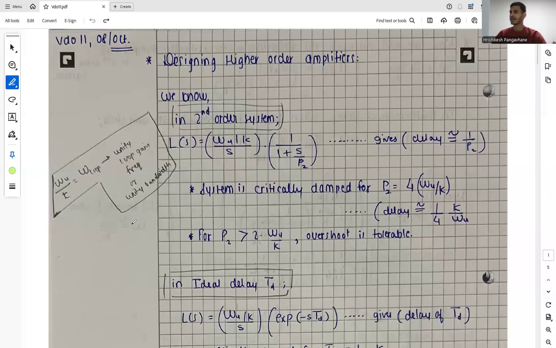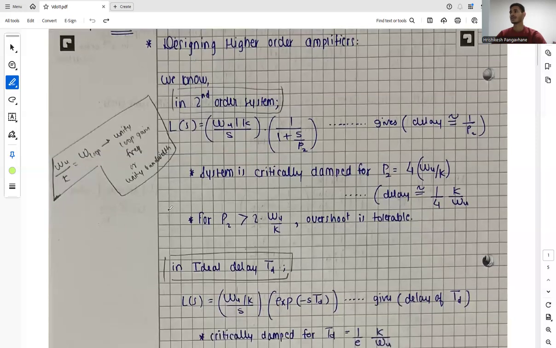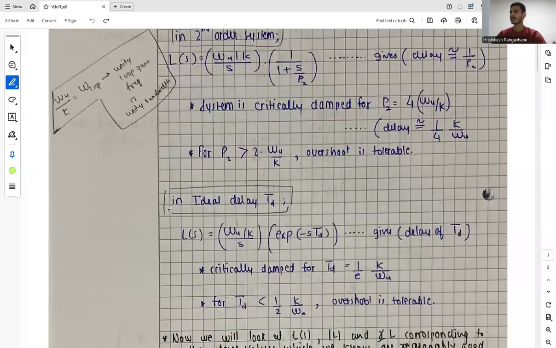And the system is critically damped for p2 equals 4 times omega u by k, or p2 equals 4 times the unity bandwidth, which is omega loop. And basically it introduces a delay of 1 by 4 times k by omega u. So for p2 greater than omega u by k, overshoot is tolerable. These are all things that were discussed earlier.